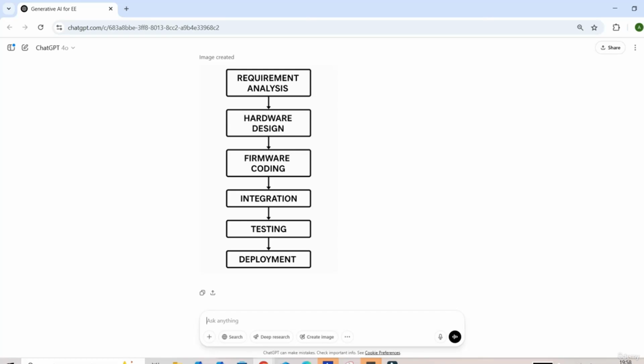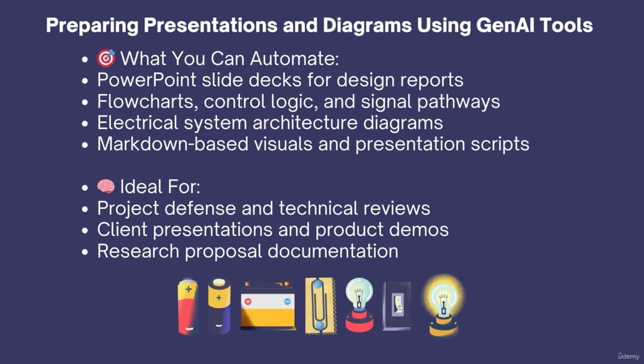This session shows how generative AI can act as a visual design partner for electrical engineers. From slide decks to schematic illustrations, it can produce structured, accurate, and domain specific visuals on demand. Engineers no longer have to struggle with PowerPoint formatting or Visio blocks. AI fills that gap, freeing teams to focus on content and innovation. Whether it's a classroom project or a conference pitch, AI driven visuals boost clarity and impact.